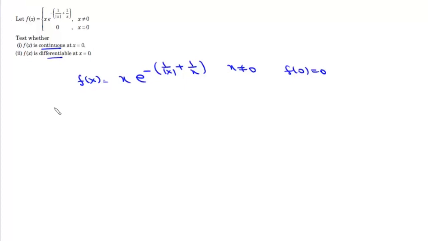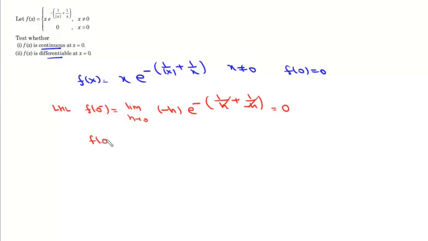Now if we look at its left hand limit, it will be f(0-) and we can write this as limit h tends to 0 of this minus h e to the power minus 1 upon, now mod minus h is plus h, and here will be this 1 upon minus h. Now plus h and minus h will cancel, so this is e to the power 0, which is 1, and 1 into 0 is 0. So left hand limit is 0. Now we'll find its right hand limit, it will be this limit h tends to 0.